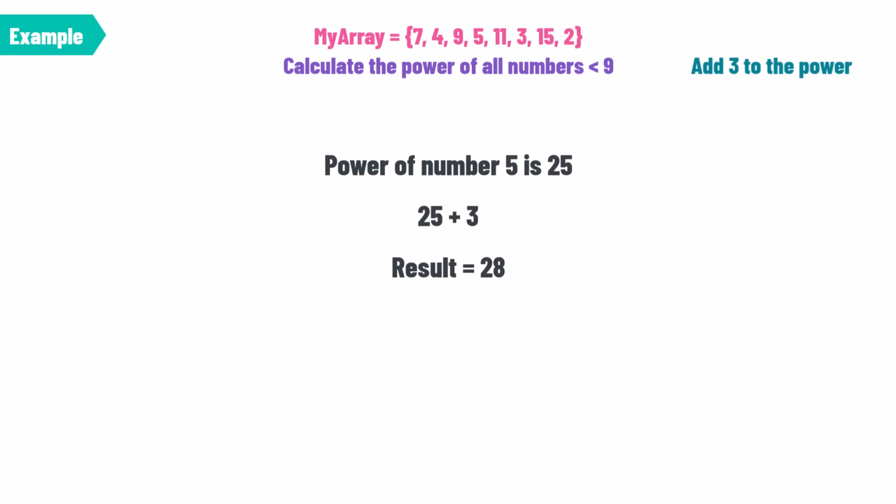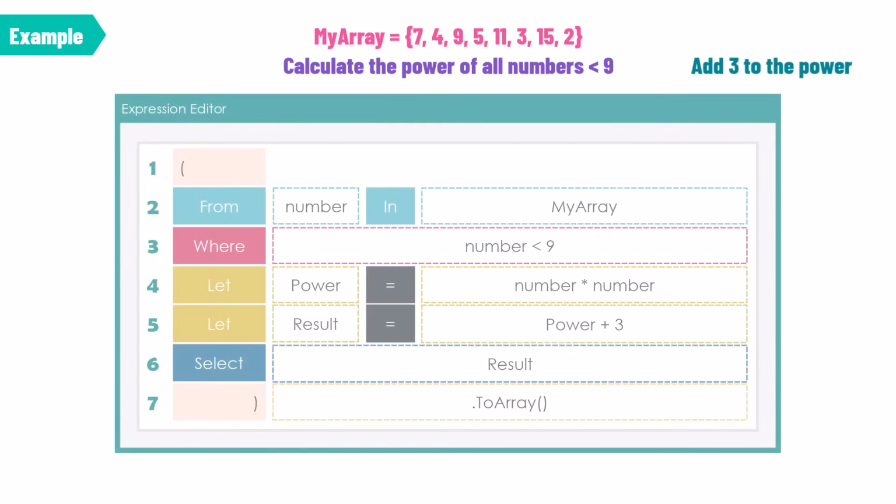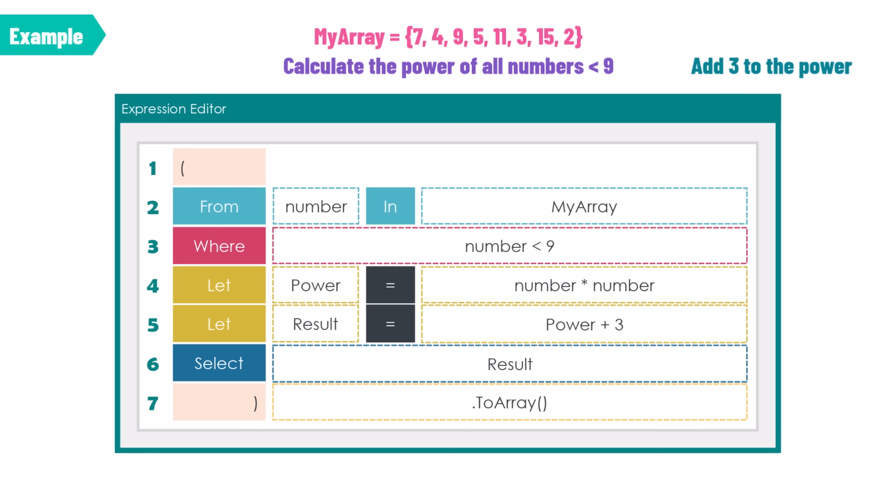I can do that using let clause in different ways. Let's check them one by one. The first one will be the following query. As you see, I use 2 let clauses. The first one is to calculate the power of the number. The second one is to add 3 to the power. In select clause I use the variable, which contains the end result, power plus 3. The output will be the following array. This is the first way to do that.